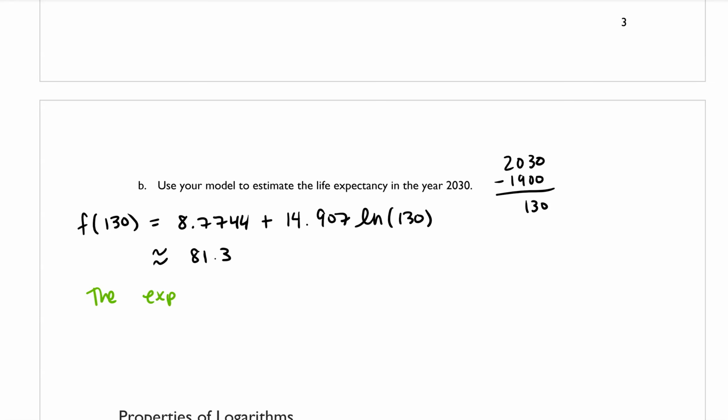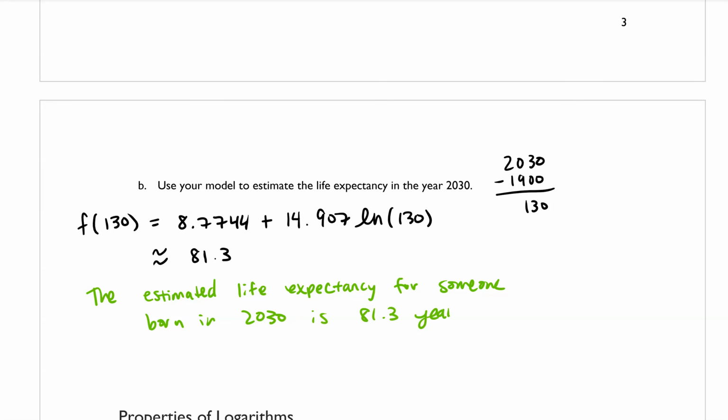The expected, or the estimated life expectancy for someone born in 2030 is 81.3 years of age.